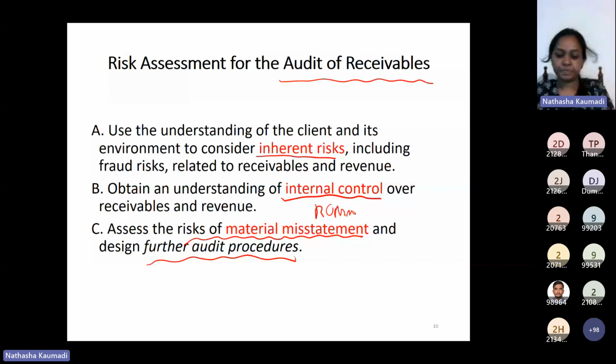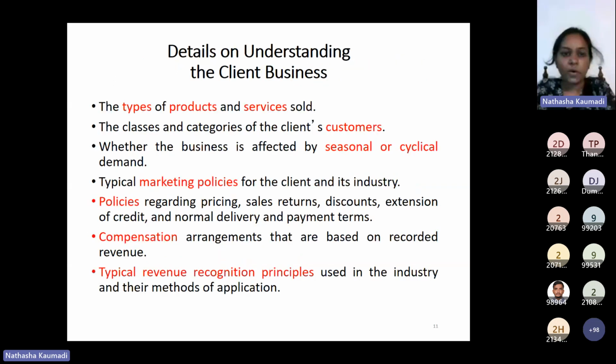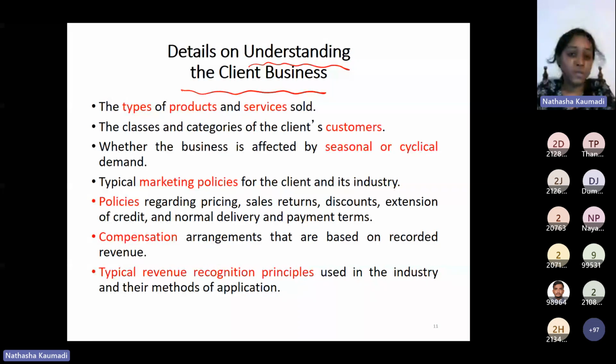Okay, so you have assessed the risk of material misstatements, and now you are in the process of designing the audit procedures. So here, when you understand, now I said understand the client business. When it comes to revenue and trade receivables, what are the things you need to understand? So I'm saying understand the client business. What are the things you need to understand with regards to revenue and trade receivables?